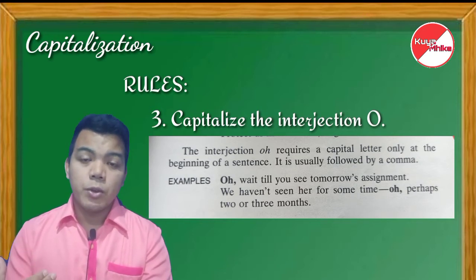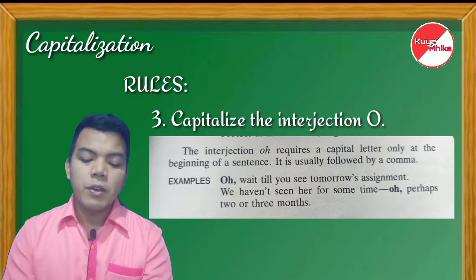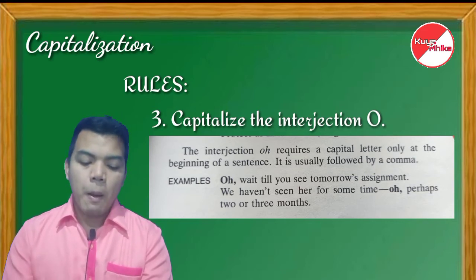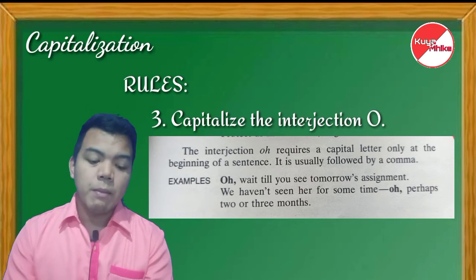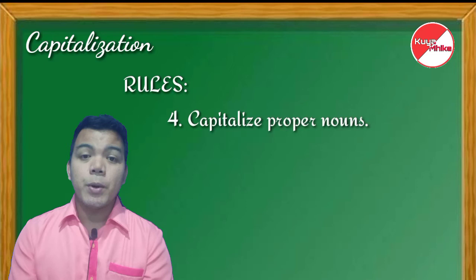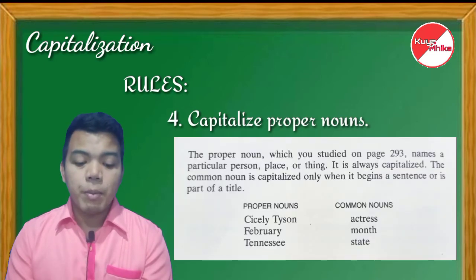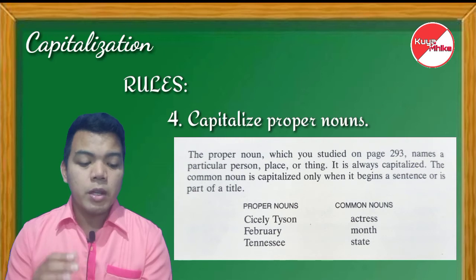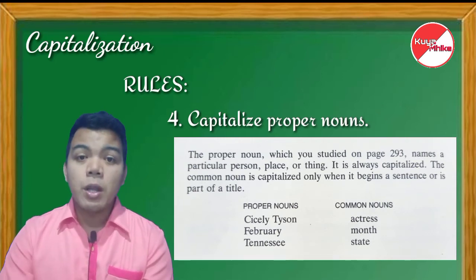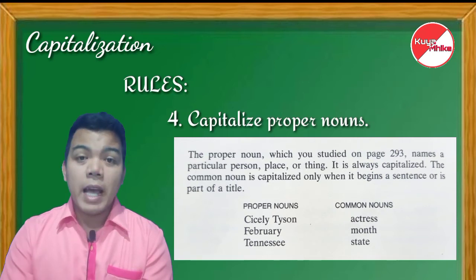Next example, yung makikita naman siya sa middle ng sentence: we haven't seen her for some time. Oh, perhaps 2 or 3 months. Okay. Next rule is capitalize proper nouns. The proper noun, which you studied on page, names a particular person, place, or thing. So it is always capitalized.